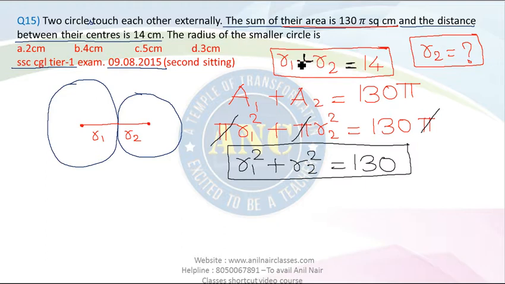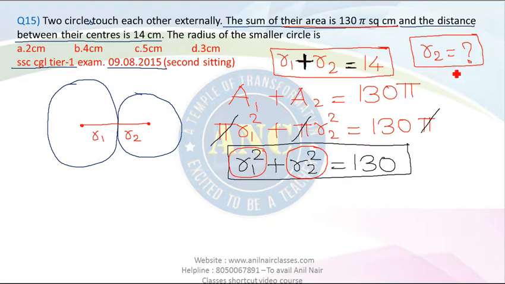Now there are two equations. If I solve these two equations, I will get the value of r1 and then back substitute to get the value of r2. But instead of doing it like that, think a little logically, you will get the answer. Now can I say that r1 square is nothing but a perfect square? Similarly, r2 square is also a perfect square.